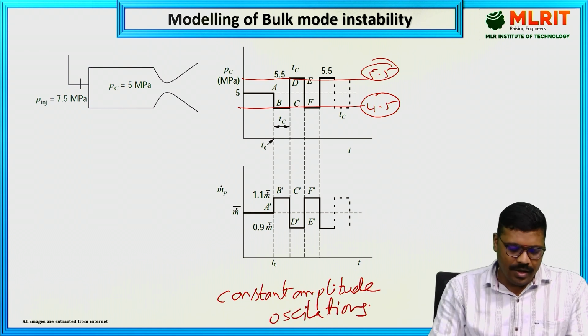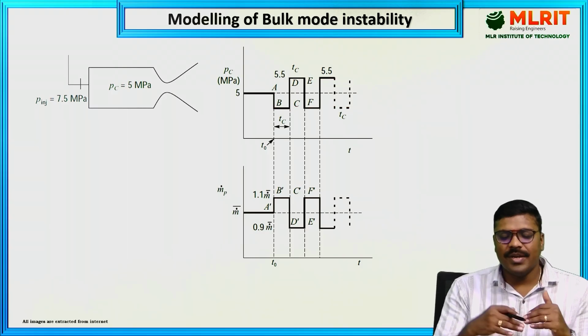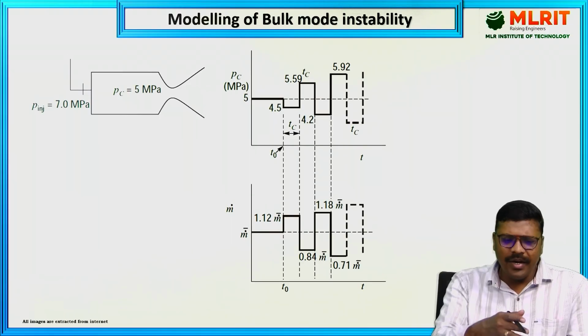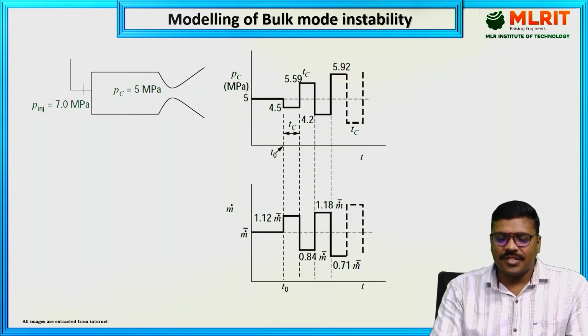Constant amplitude oscillations. Right. Now we will design this. Based upon that formula, how it is developed can be explained here. And next you can see another type of bulk mode of instability here.